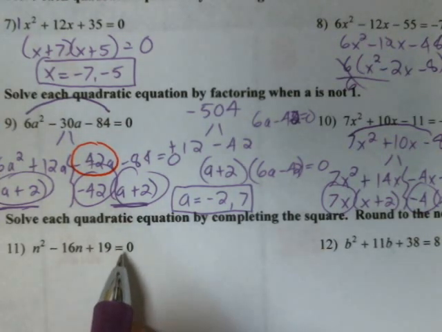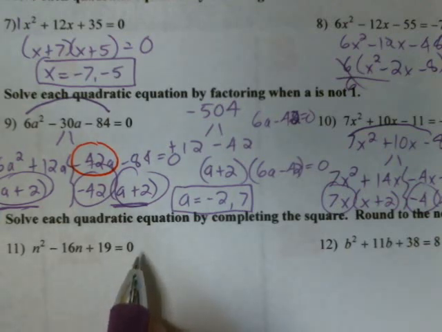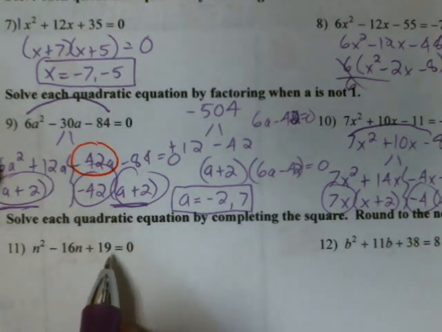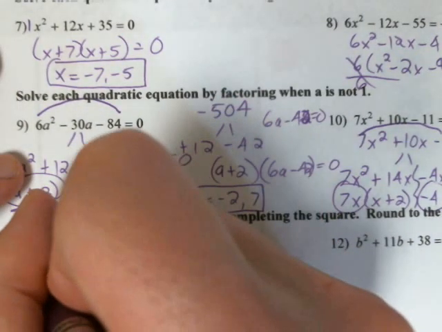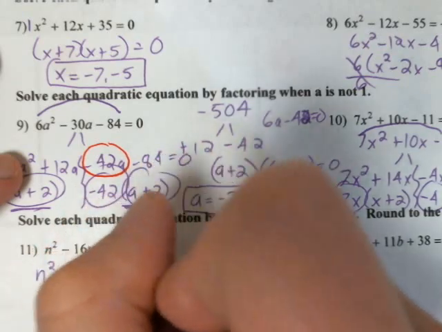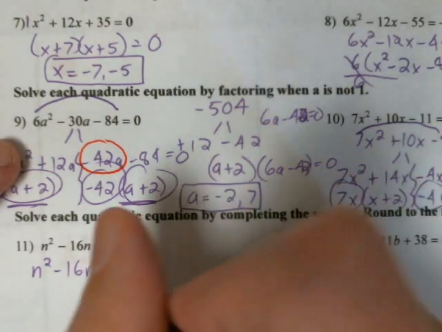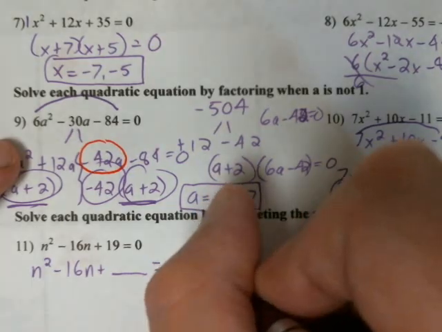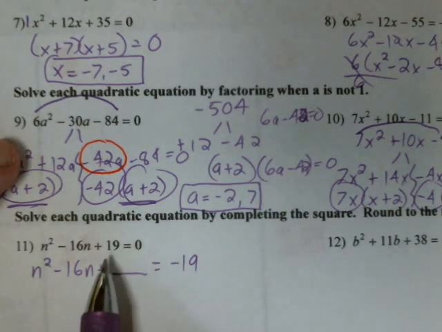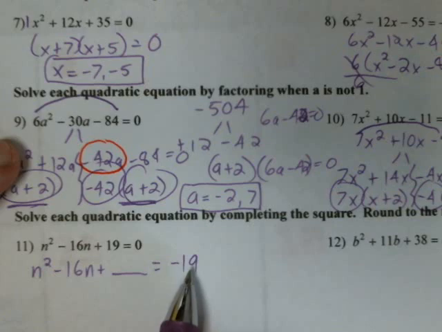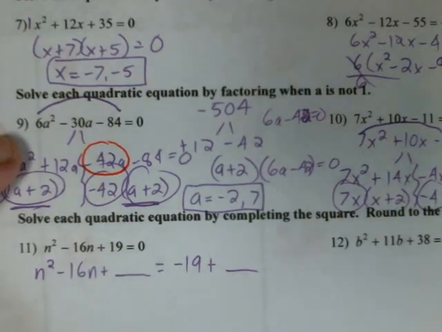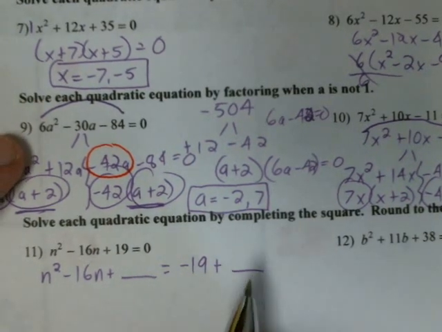This is the only method, guys, where you don't want your quadratic set equal to 0. You want it set equal to a number. This is the only time I'm going to take the C term and move it to the other side. So I'm going to write n squared minus 16n, and leave a blank. Hopefully this is the way you were taught. n squared minus 16n plus blank equals, when I move that 19 to the other side, and this is public enemy number 1 for this strategy, students always forget to change that sign. They will leave this as a 19. When you move it to the other side, that changes the sign. And then I'm going to have a plus blank. So I've got a plus blank on the left and a plus blank on the right.